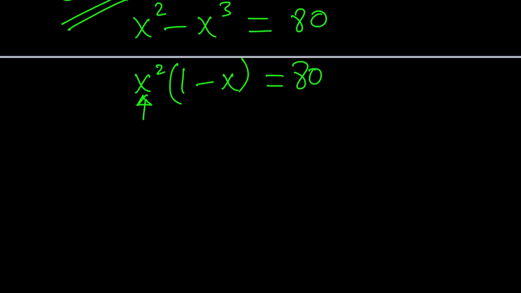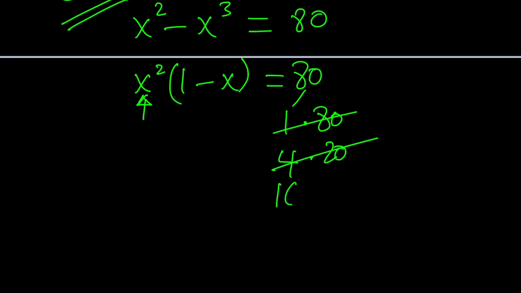For example, 80 can be written as 1 times 80. If x squared is 1, that means x is 1, but 1 minus x won't be 80 in that case, because x needs to be negative 79, which is not going to work. So this is not good. What's the next perfect square factor that goes into 80? That's 4. 4 times 20, again, x equals 2 or negative 2 will not work, right? So this is not going to work either.